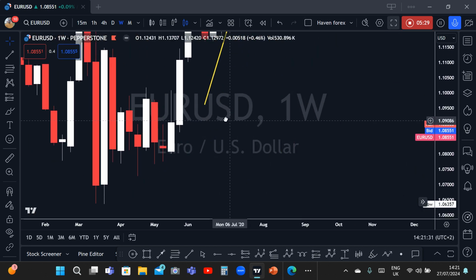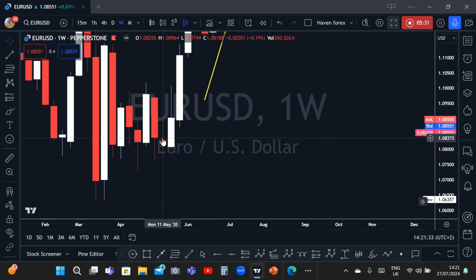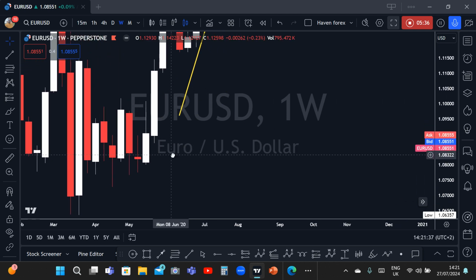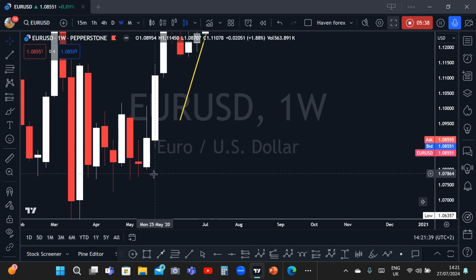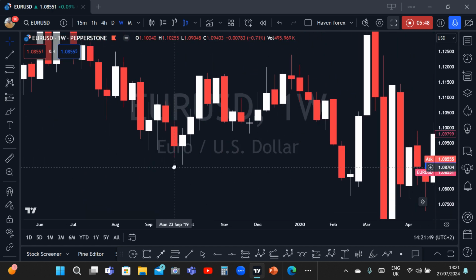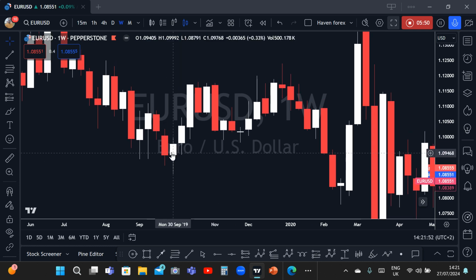Now, there's a setup here, but finally, when you want to enter the market, you will see a candle. This is a bullish candle, followed by another bullish candle. Now, let me show us this. This is a bullish candle, followed by another bullish candle.